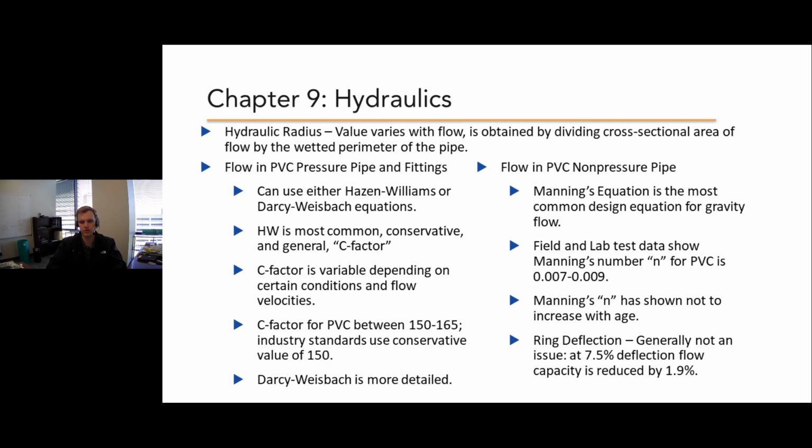And again, ring deflection, some people ask, is ring deflection going to reduce that flow area? Generally it is not an issue, even at that 7.5% maximum deflection design limit. Your flow capacity is only potentially reduced by up to 1.9%. So generally, it's not a huge concern, especially considering most of the time deflection is designed at 5% or lower. Very rarely, even if you're designing for 7.5% deflection, are you going to hit that point with proper installation.